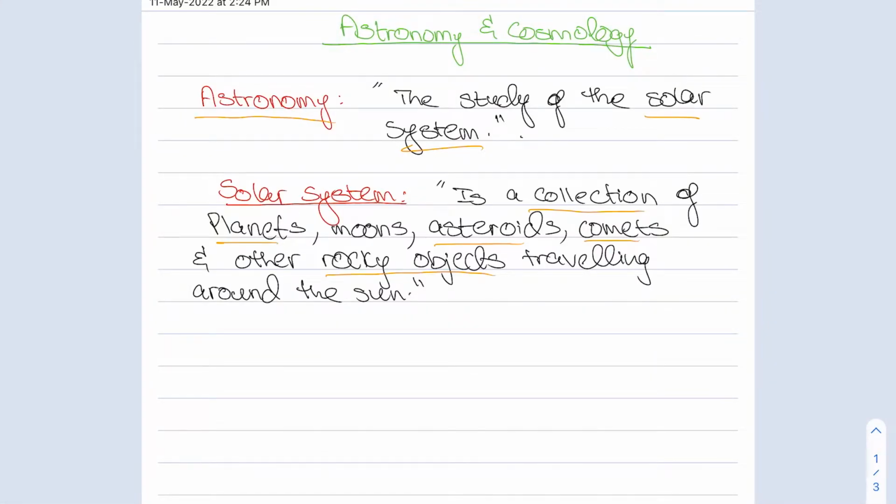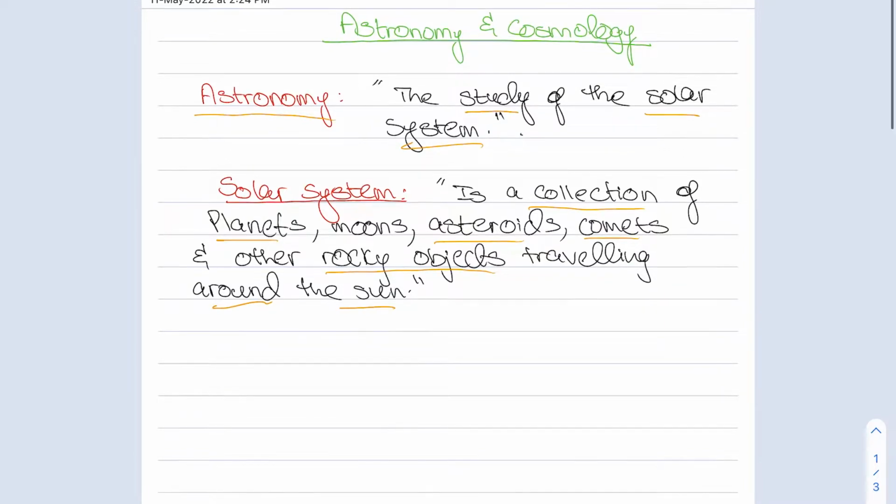So the first question that should come to your mind is, what is astronomy? What is a solar system? A very basic definition of astronomy would be, it's the study of the solar system. And what is a solar system? A solar system is a collection of planets, moons, asteroids, comets, and other rocky objects traveling around the sun. Any system is a collection of stuff, and the word solar refers to the sun. So a system around the sun.